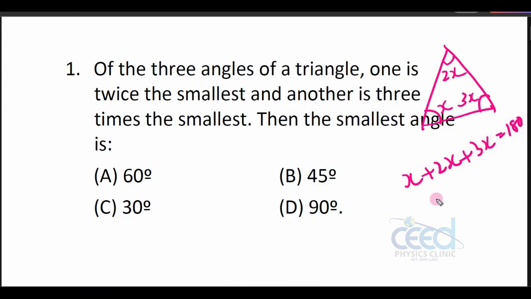Then 6x is equal to 180. Then x is equal to what? 30 degree. Then the smallest angle is 30 degree only. Right? Alright. Now let us go to another question.